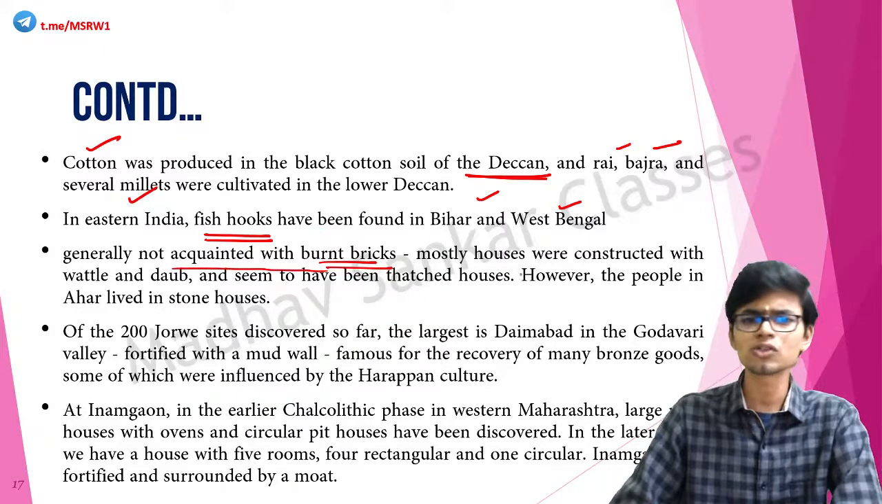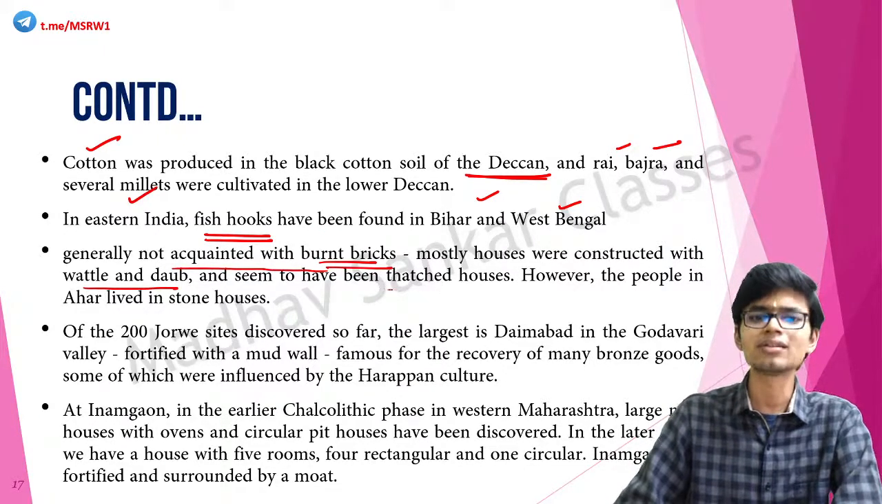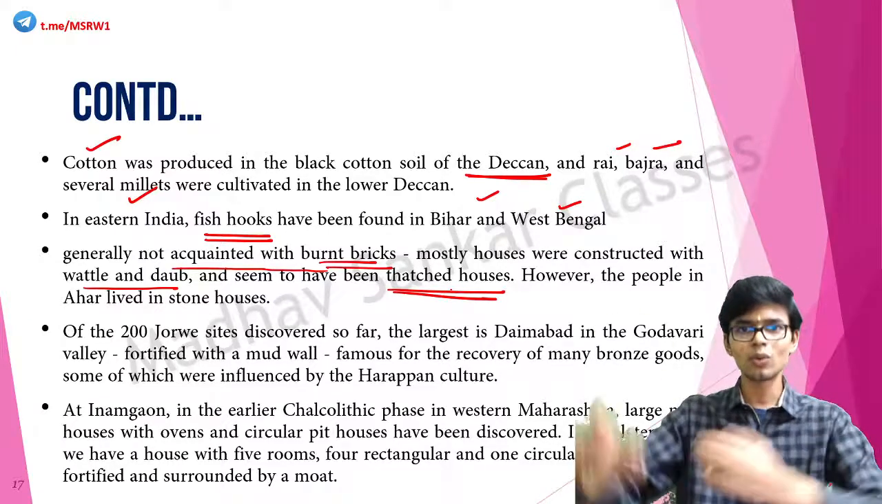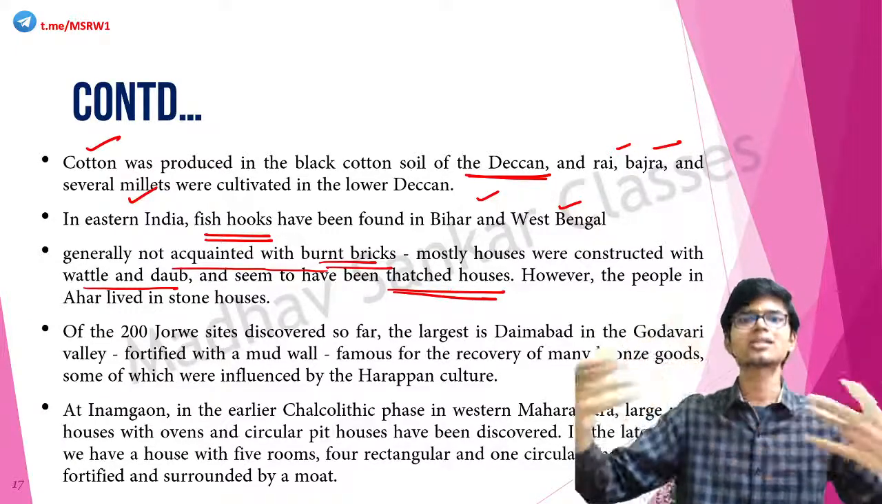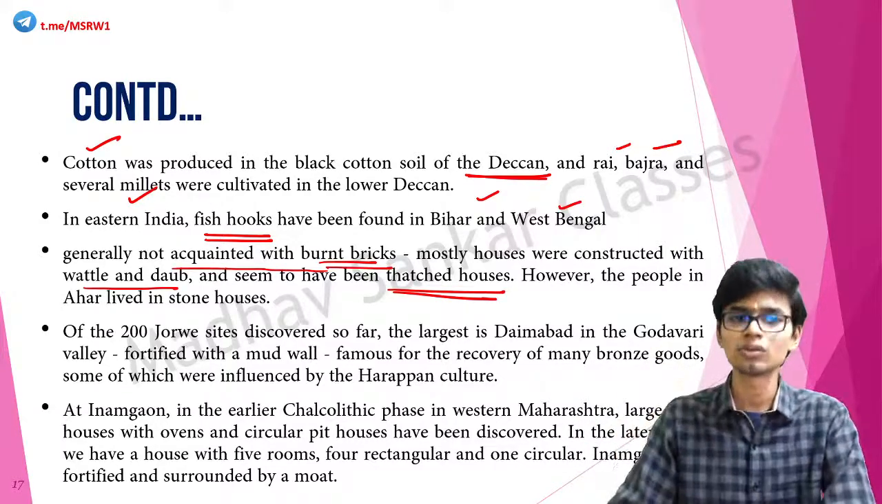So historians, based on their findings, believe that generally these people were not acquainted with burnt bricks. Okay, why? Because most of the houses were actually constructed with wattle and daub and seem to have been thatched houses. You know what a thatched house is, right? Kacha house. Okay, so most of the houses were thatched houses, and so historians believe that they were not well acquainted with burnt bricks.